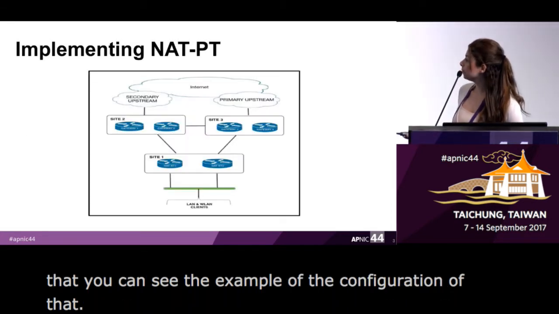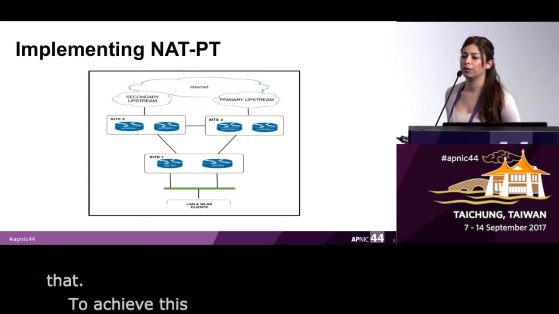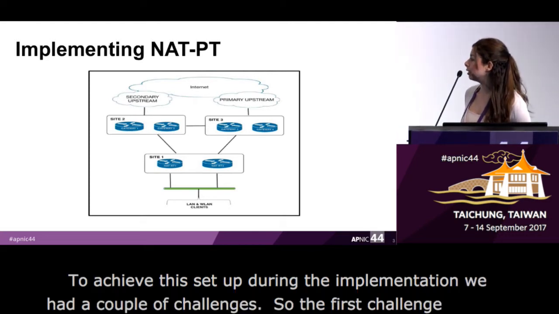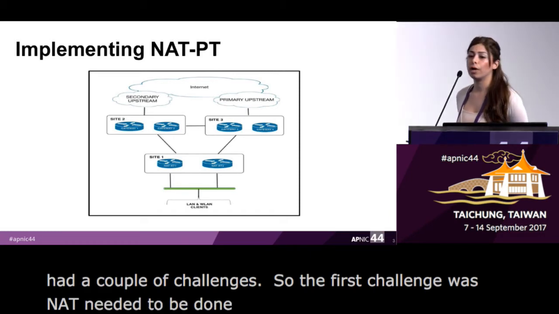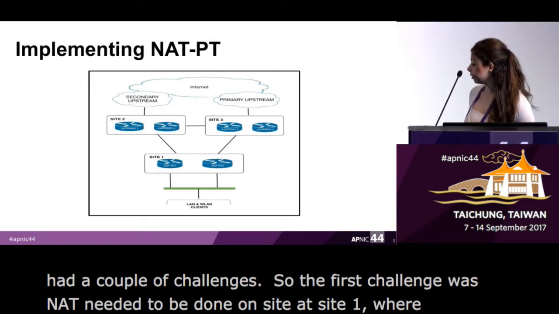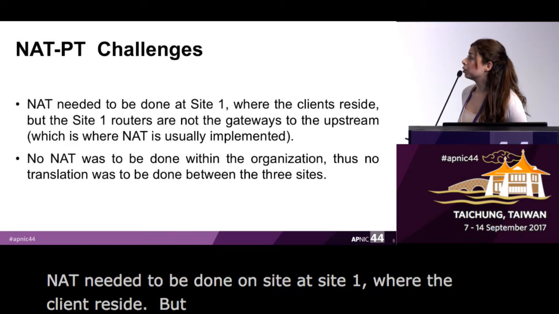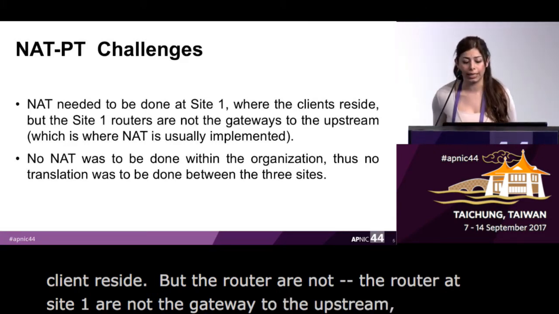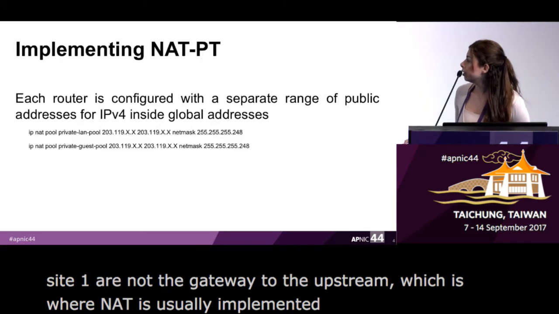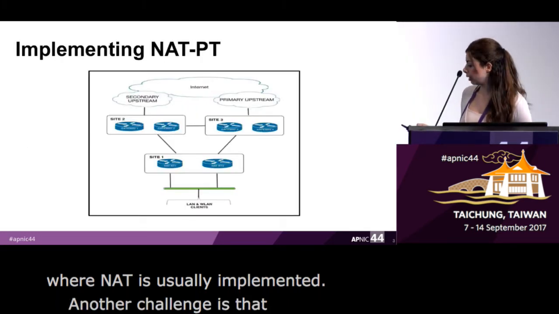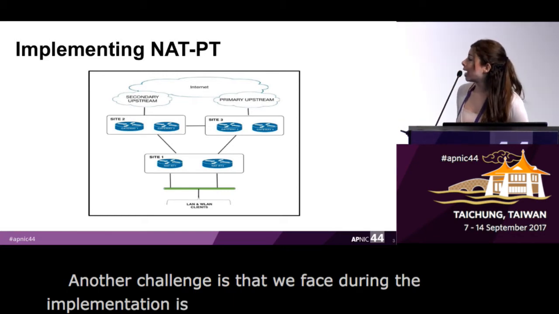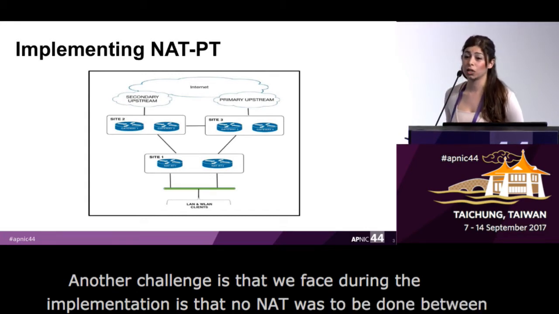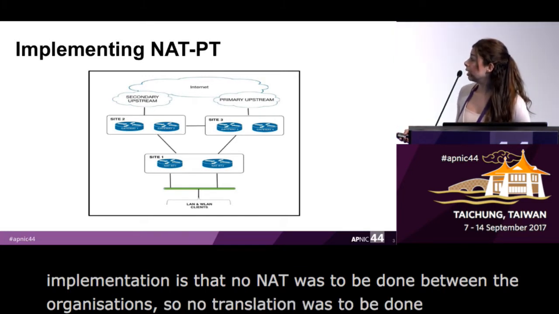To achieve this setup during the implementation, we had a couple of challenges. The first challenge was that NAT needed to be done at site one, where the clients reside, but the routers at site one are not the gateway to the upstream, which is where NAT is usually implemented. Another challenge was that no NAT was to be done inside the organization, so no translation was to be done between different sites in the organization.